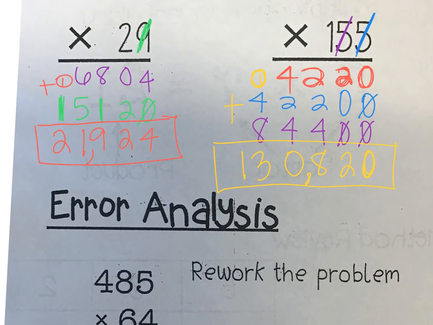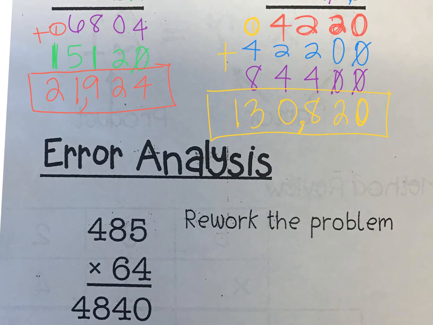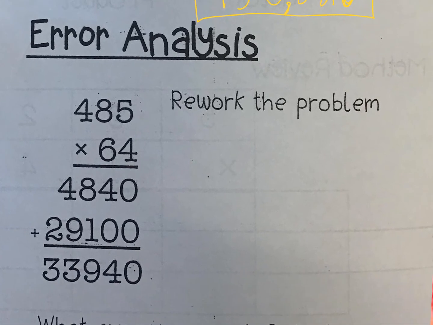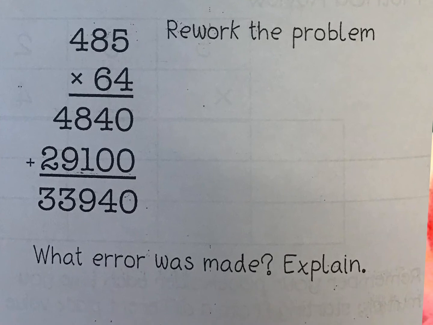Let's look down here where it says error analysis. Have y'all ever done this before? No. Good. Okay, it has a problem worked out for us, but it tells us to rework the problem. And it says what error was made and explain. So we're going to rework this problem to see what we can figure out. So we have 485 times 64. Please remember, if I'm writing, you're writing. So this should also be on your paper. You can write it bigger. You don't have to write it as small as me if you want. Just make sure you have enough room.